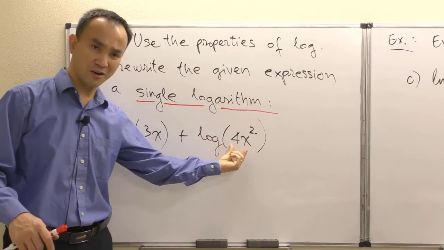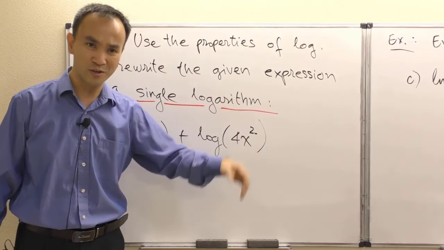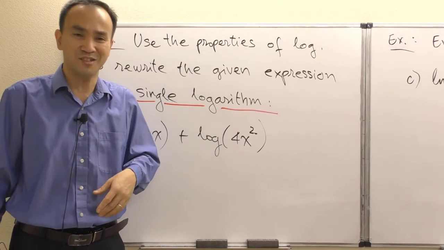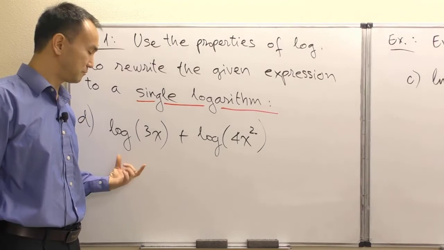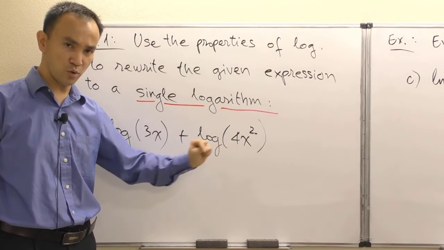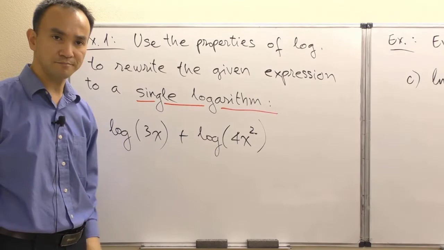It's starting to look a little more fancy than what we were expecting earlier. Earlier, it was just one single t or one single z or one single x inside a log. Now it's x squared and then 4x squared and 3x and all that. But all I see is two terms. One term is the whole logarithm of 3x, and there's another one, log base 10 of 4x squared. Log base 10 of 3x plus log base 10 of 4x squared.